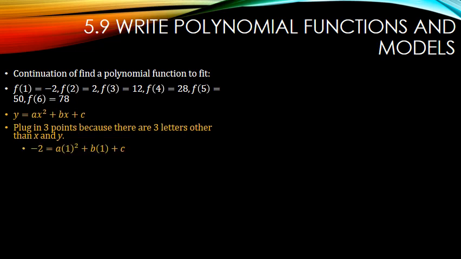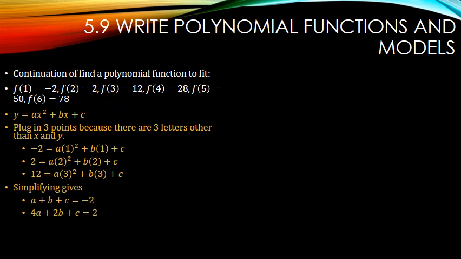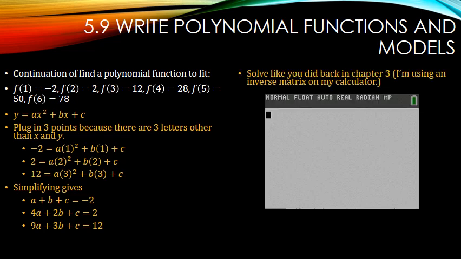So I take the first point where x is 1 and y is negative 2. The next point where x is 2 and y is 2. And then the third point where x is 3 and y is 12. Those came from right up here: 1, negative 2, 2, 2, and 3, 12. You can simplify those to get these 3 equations. Now we're going to solve those like we did back in chapter 3. You could use substitution or elimination or Cramer's rule or an inverse matrix. I'm going to use my calculator and an inverse matrix.